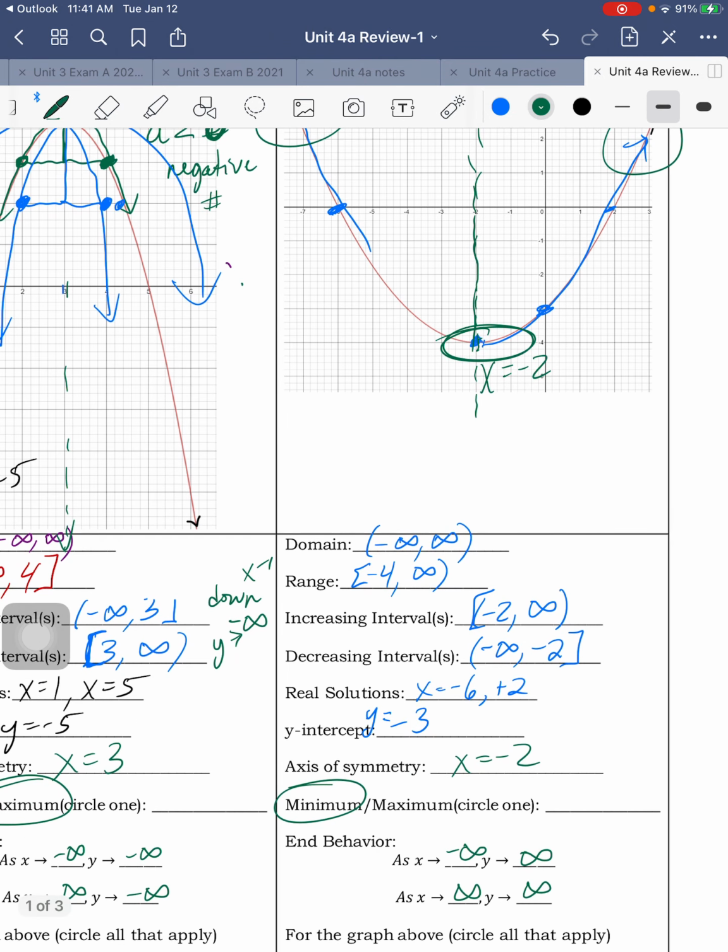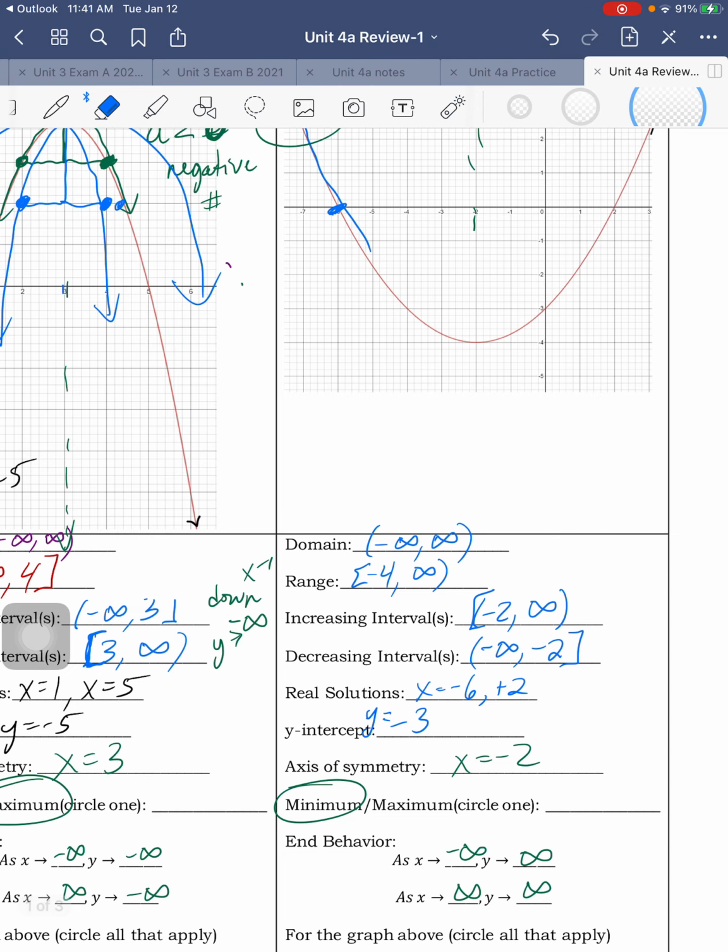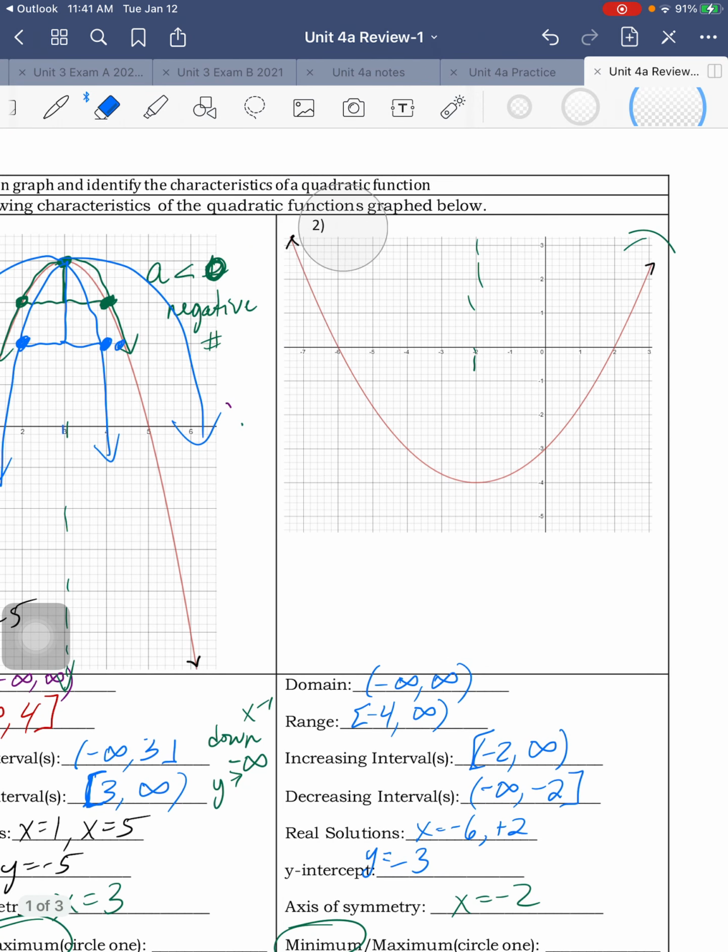And let's look at the a value here quick. First, it's right side up, so we know that a is greater than 0, because it's right side up. And let's look at the coordinates. We have coordinates that are really wide. So this is much wider.